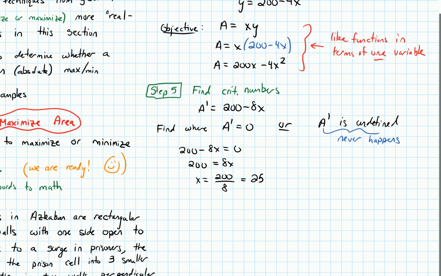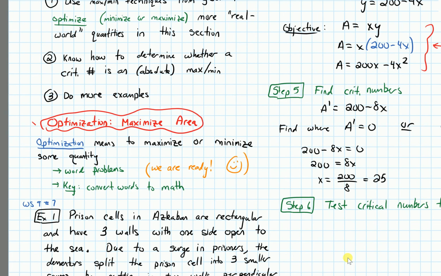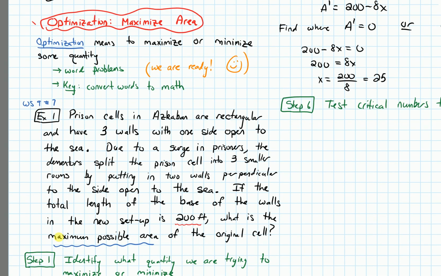Okay, so after we have found our critical numbers, we are ready for our next step, step 6, which is to test the critical numbers to see if they are the maximum or minimum. In this question, it wanted us to find the maximum possible area. In other optimization questions, it might want us to find the minimum something.